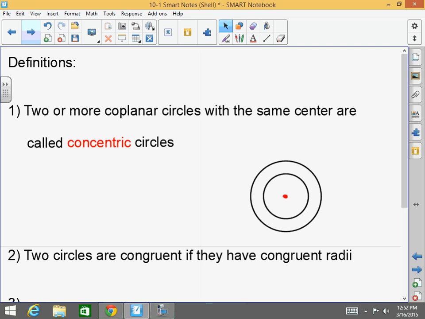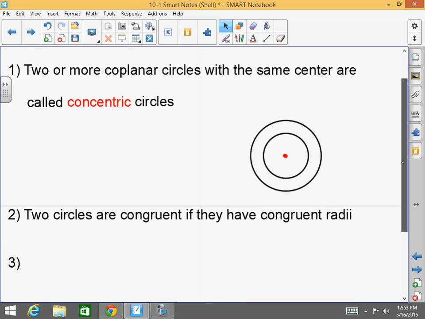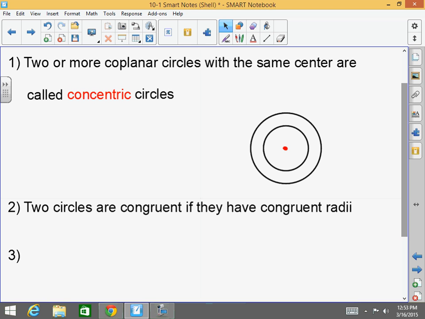Number two. Two circles are considered congruent if they have congruent radii. So not only are radii within one circle congruent, but circles with congruent radii are considered to be congruent as well. So if you've got two circles and they have the same radii, guess what, gentlemen? They are congruent.